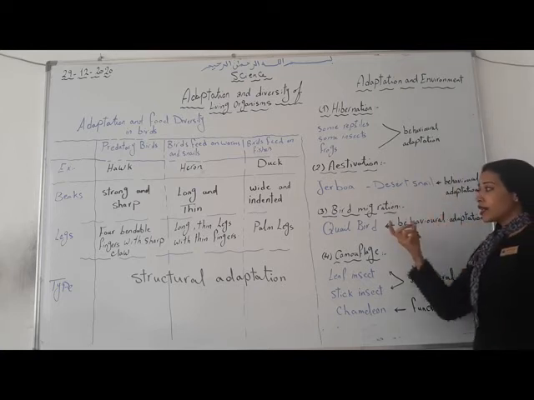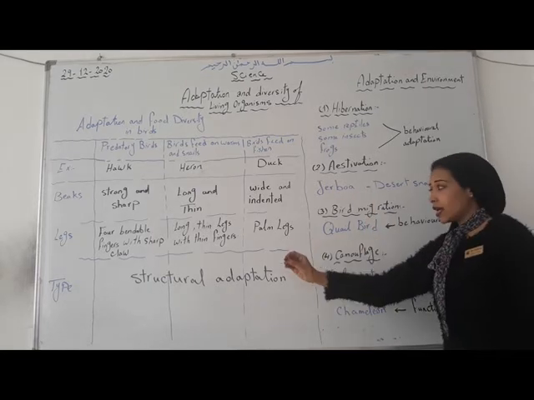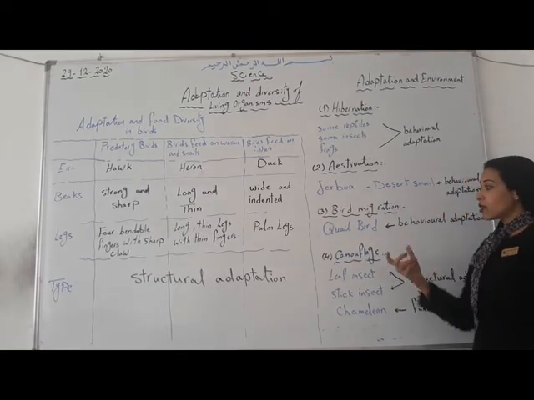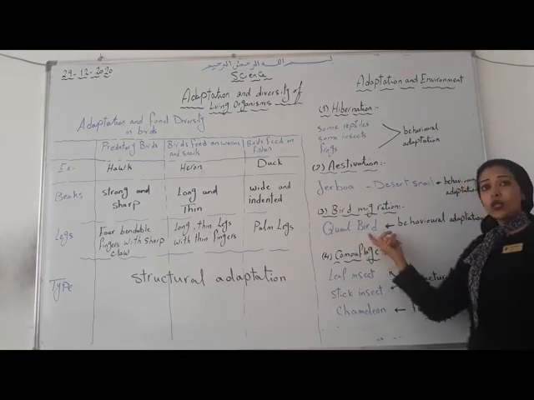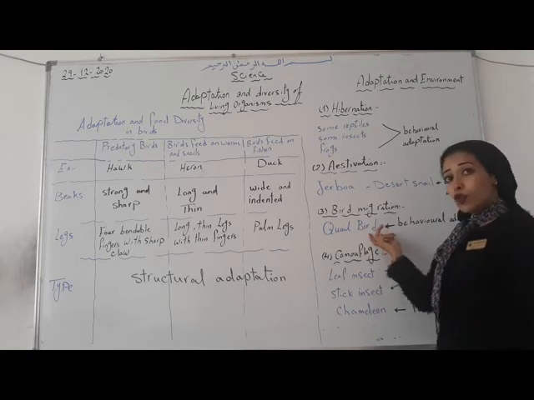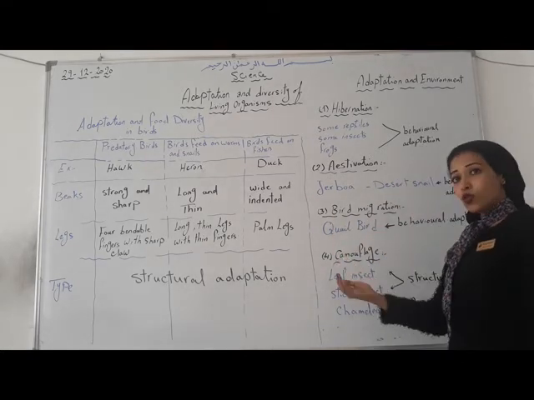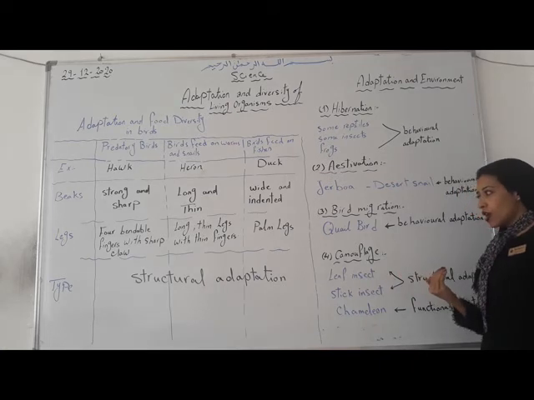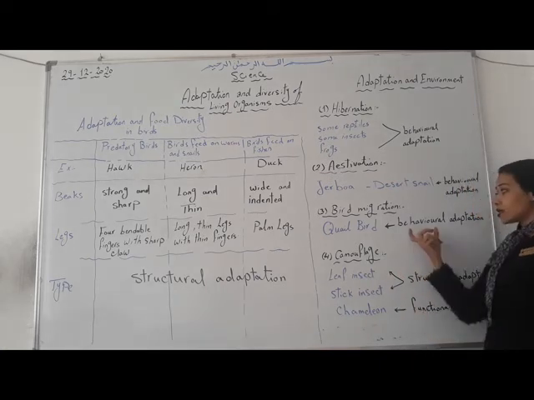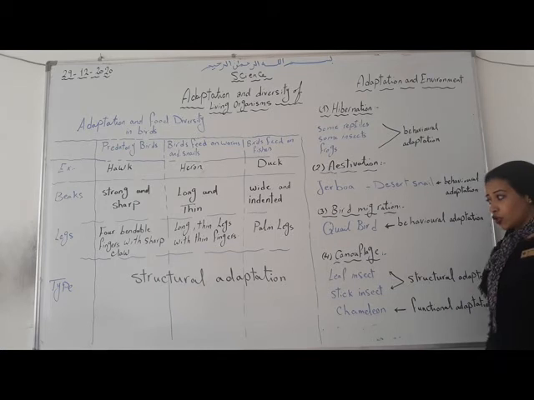Some living organisms like the birds migrate from one place to another, like the quail bird, which migrates from the polar cold areas to a little bit warmer area for reproduction, and it's also a behavioral adaptation.